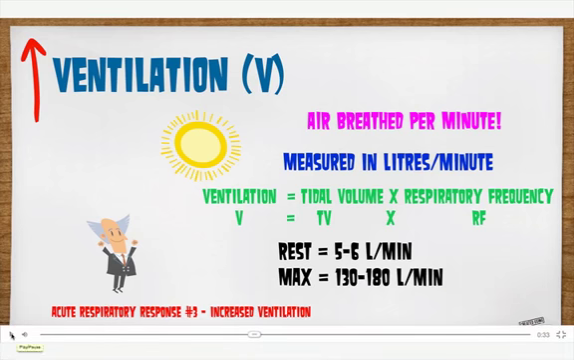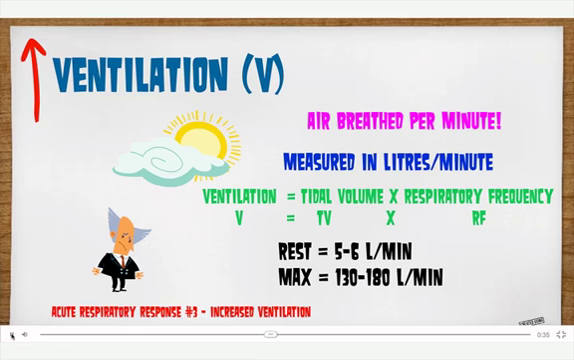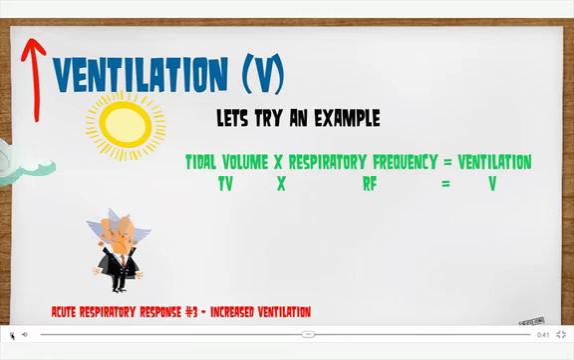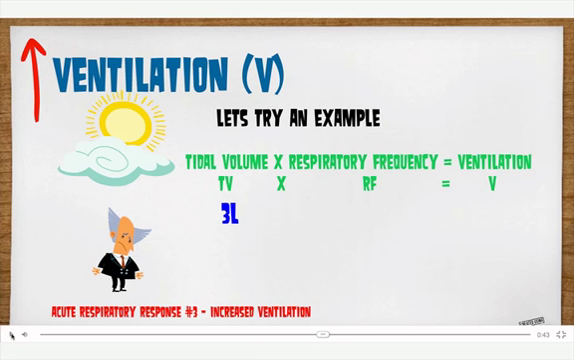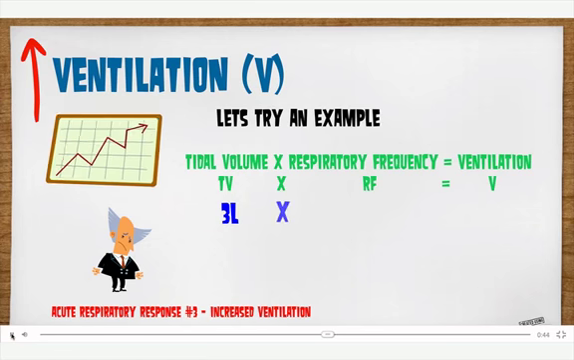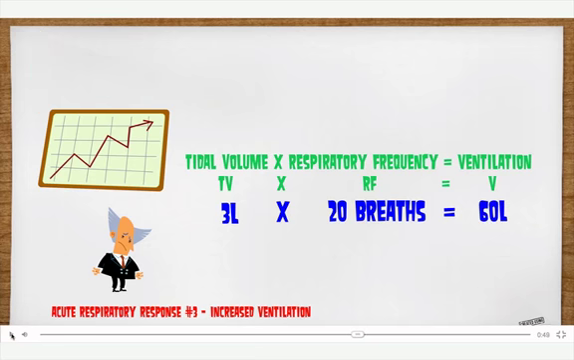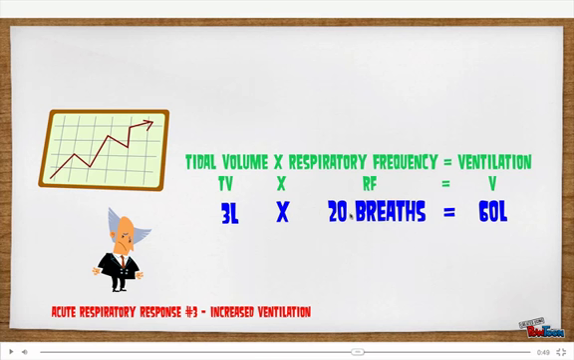So, let's have a little example of how this might work. I'm off running around. Let's see what happens to my ventilation. If my tidal volume is 3 litres, so that's 3 litres per breath, and I times that by 20 breaths per minute, that means I will get 60 litres per minute as my ventilation value. So our tidal volume was 3 litres, times your respiratory frequency, which is 20 breaths, equals 60 litres per minute.